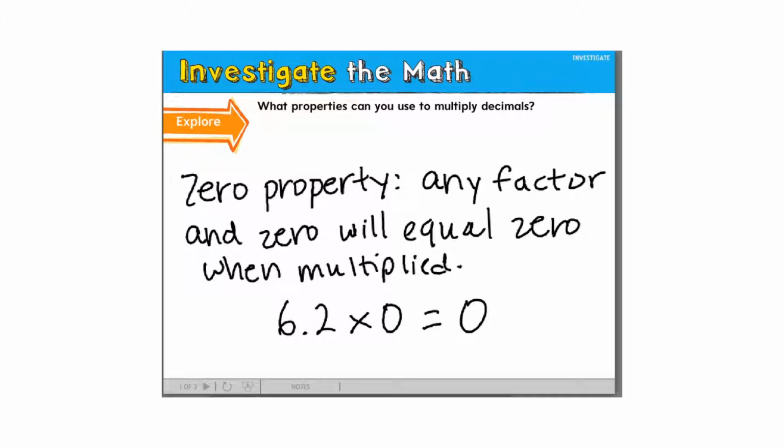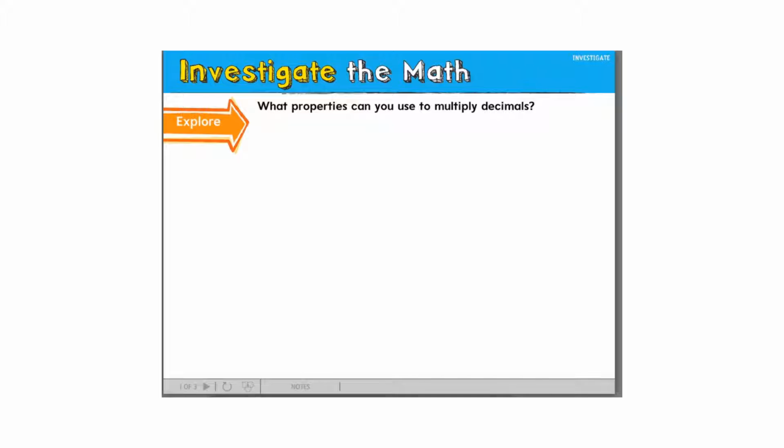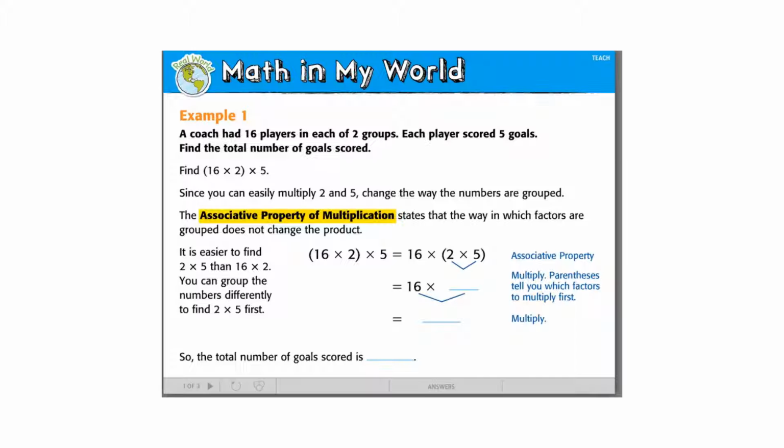Okay, let's look over at your math page and see if we can use some of what we've learned. Don't put your notes away because you're going to use your notes. Example number 1 says, a coach has 16 players. I'll wait till you grab that paper so you can hear the example.